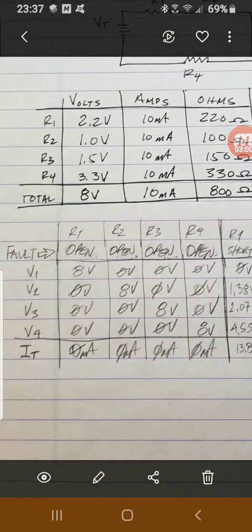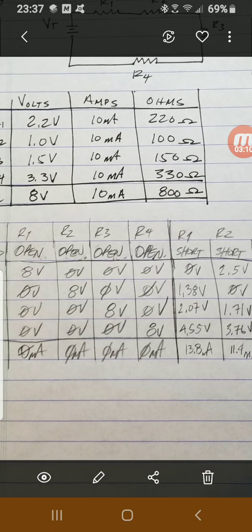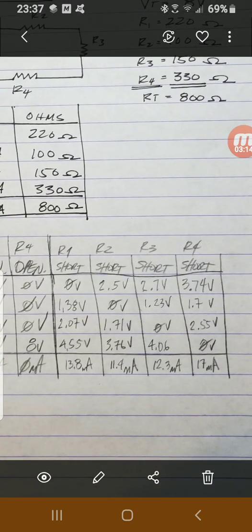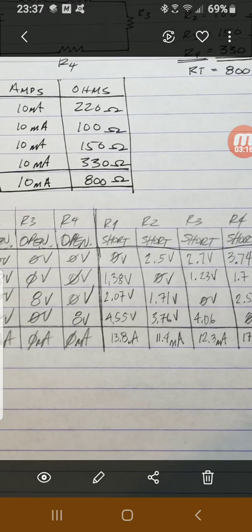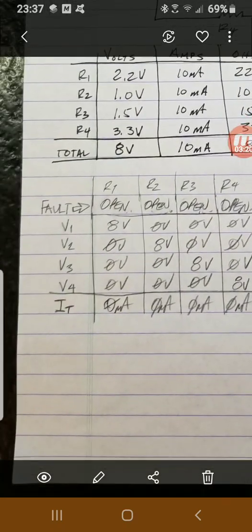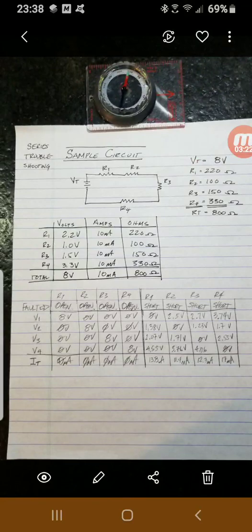Now what I've done with this, and I'll have these handouts for you when you come to class, when you come to lab to look at these, are the different faults: R1, R2, R3, R4 shorted, and then R1, R2, R3, R4 open, and I've listed what the values of those would be. So that should help you out there.